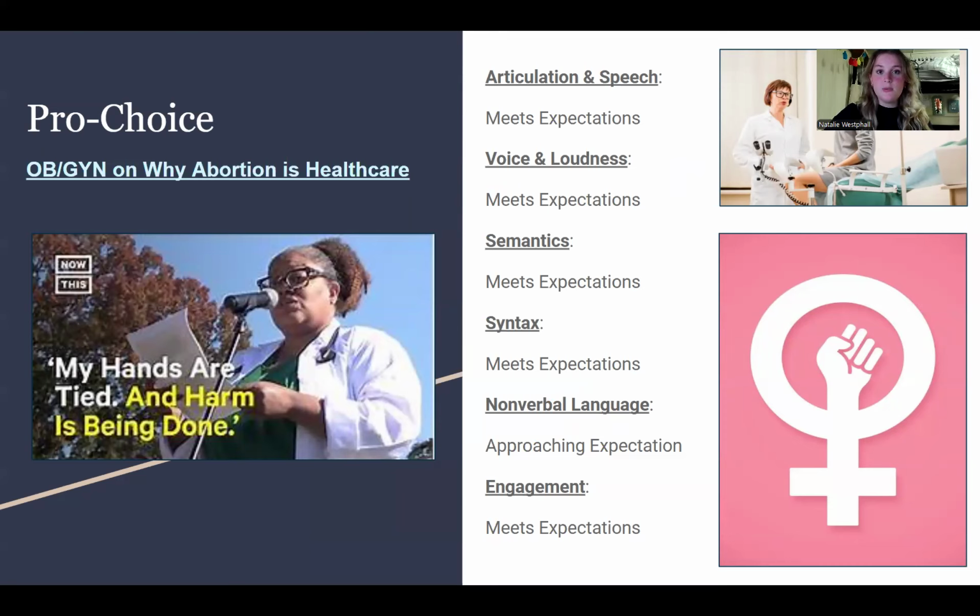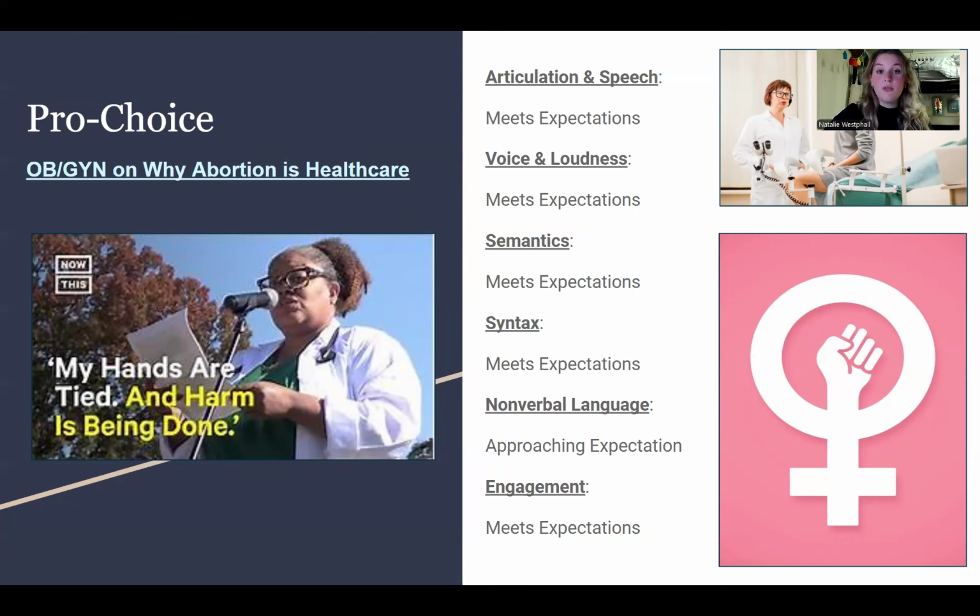The speaker used her own experiences as a provider in a state where abortion is banned to show the importance of abortion as healthcare, as well as a call to action to physicians to stand up for the rights of their patients. Her articulation and speech are appropriate for the situation. Her voice and loudness help to convey her message. Her semantics and vocabulary are descriptive but still simple enough to reach a wide audience.